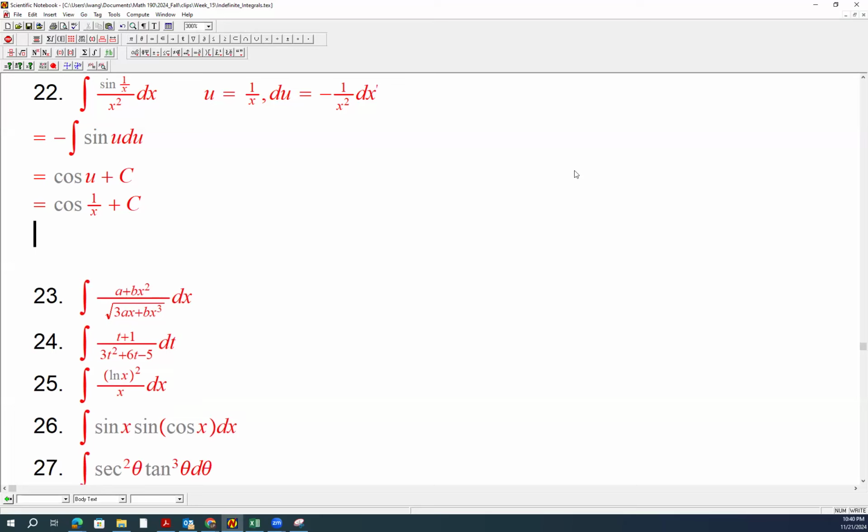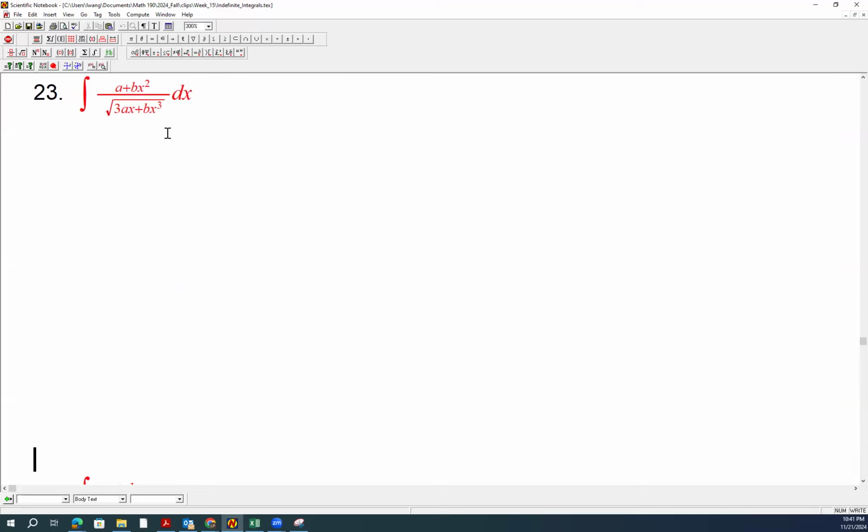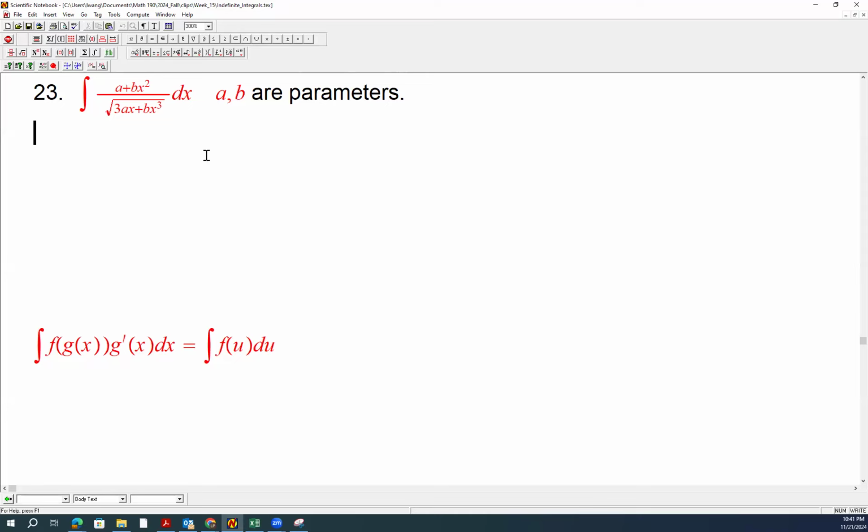So now we got an interesting one. How do we work 23? In 23, you notice there's a and b, all these unknowns. And no fear, because a and b will be regarded as parameters. Parameter means that they're relatively fixed. You don't have to worry about them, because we're integrating with respect to x. Or in other words, you treat a and b as constants.